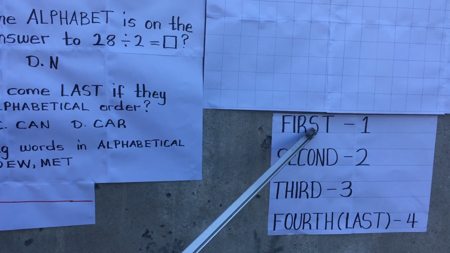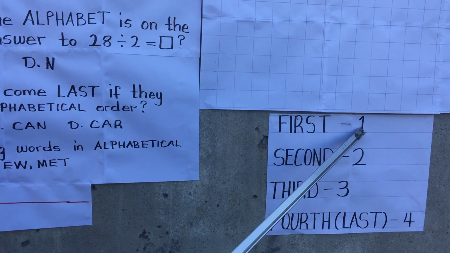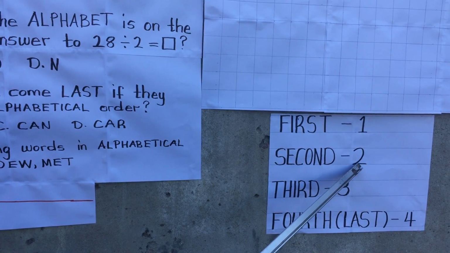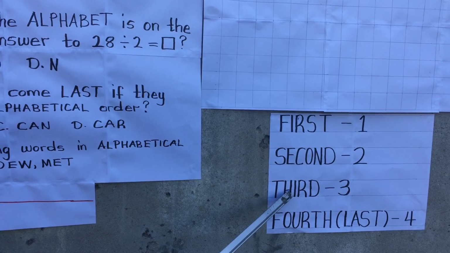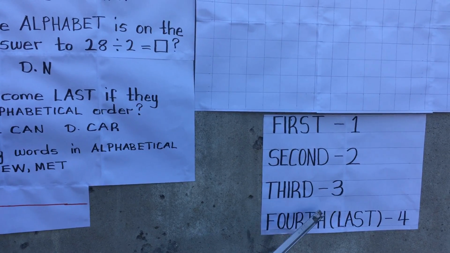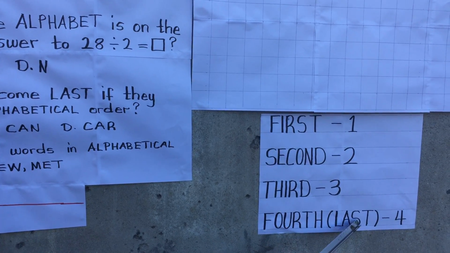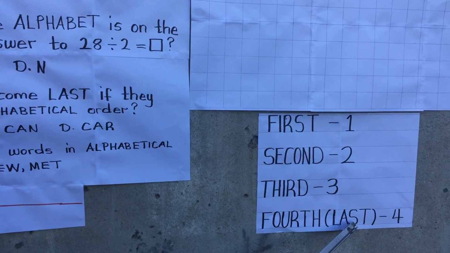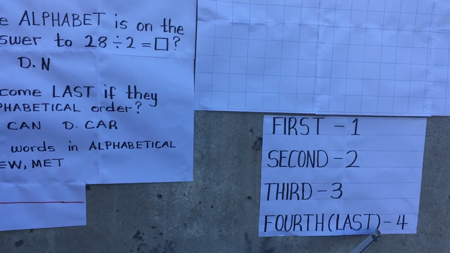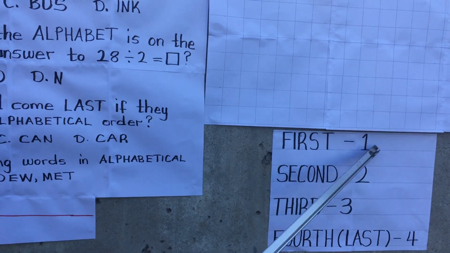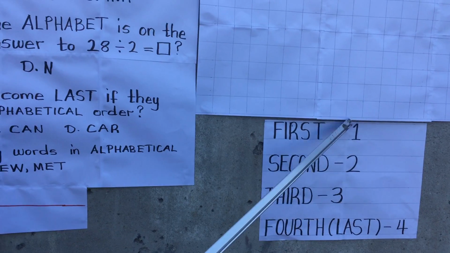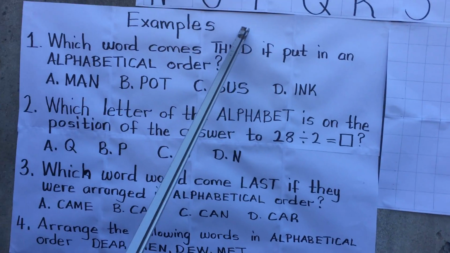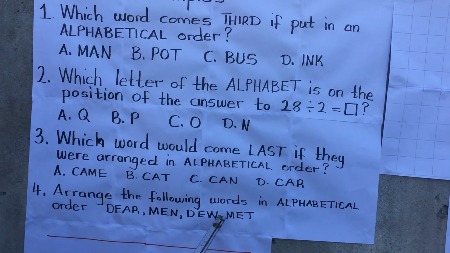You need to understand first is number 1. Second, that is number 2. Third, it's number 3. Fourth or last. Sometimes the question could come as fourth or it could come as last. It means the same. That is number 4. So 1, 2, 3, 4. Understand this, then it will be very easy for you to answer these sample questions.